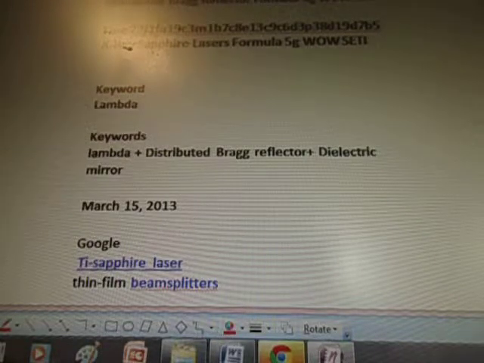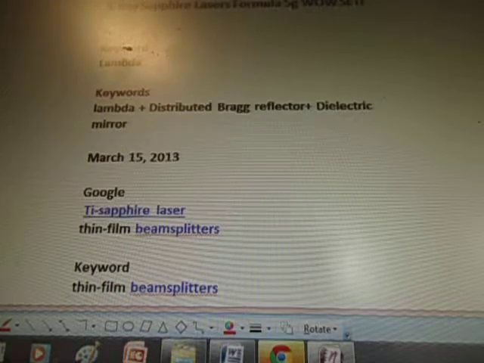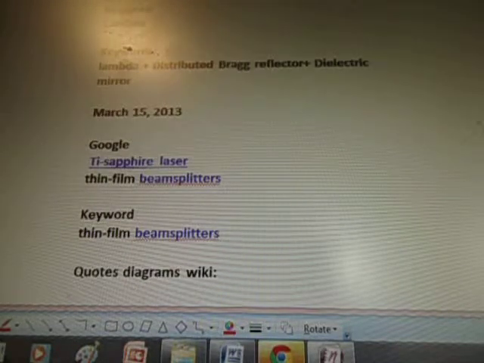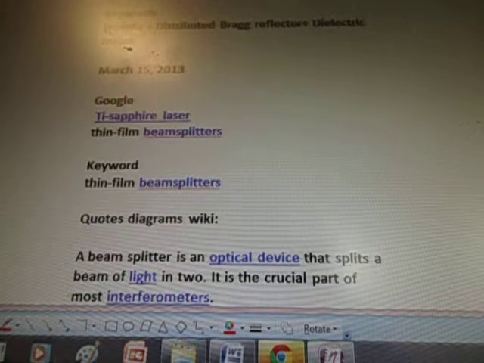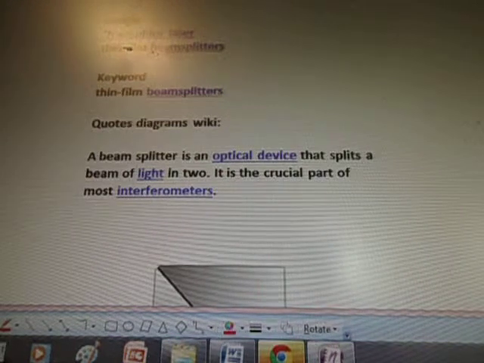Okay. Let's try this again. Keyword lambda plus distributed Bragg reflector dielectric mirror March 15th. And then I looked at Ti-sapphire lasers, thin film beam splitters, and now we're working on the thin film beam splitters keyword. Quotes and diagrams are from Wiki.